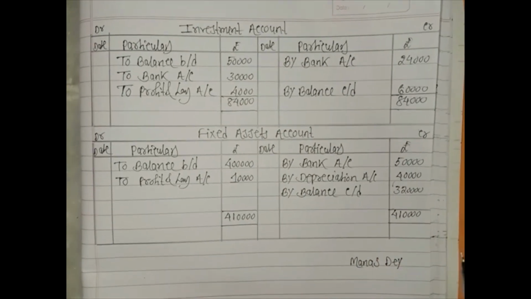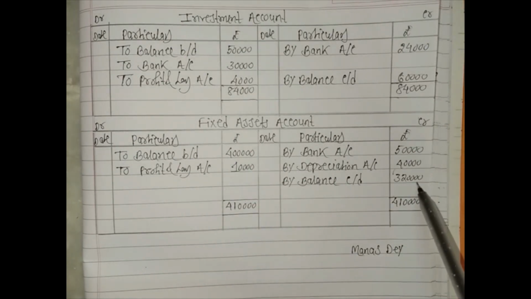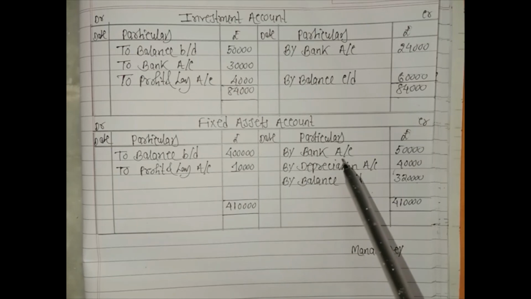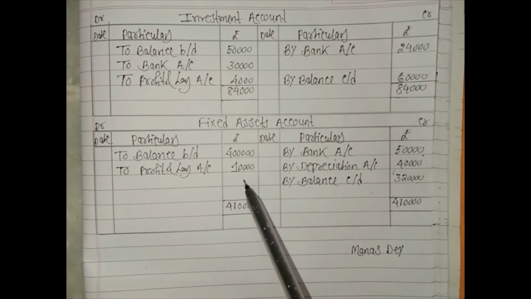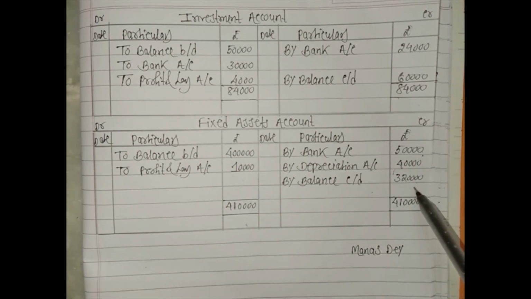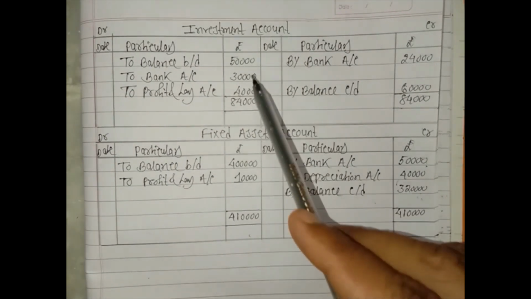Now in case of fixed asset, we have the opening balance of 4 lakh and the closing balance of 3,20,000. Out of that, we sold a machine for rupees 50,000, which involved a profit of rupees 10,000 here. Okay, so 4,10,000, and here it is 50,000 plus 3,20,000, that is 3,70,000, which resulted in the balancing amount of depreciation as 40,000. So from here we can find the depreciation of the fixed asset, and from the other account we can find the purchase price of investment.